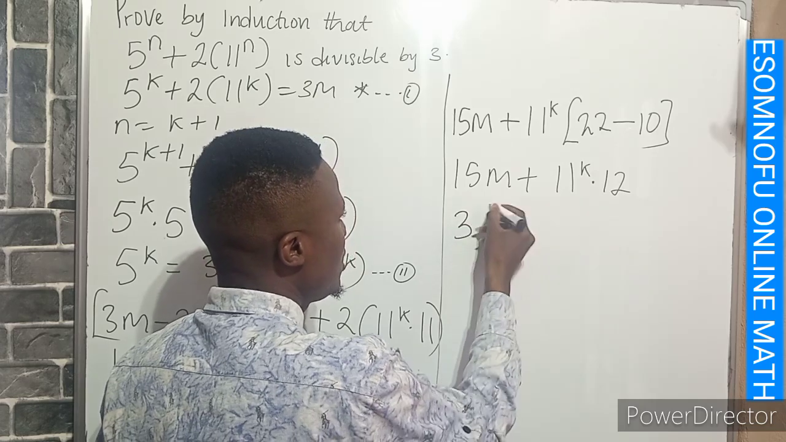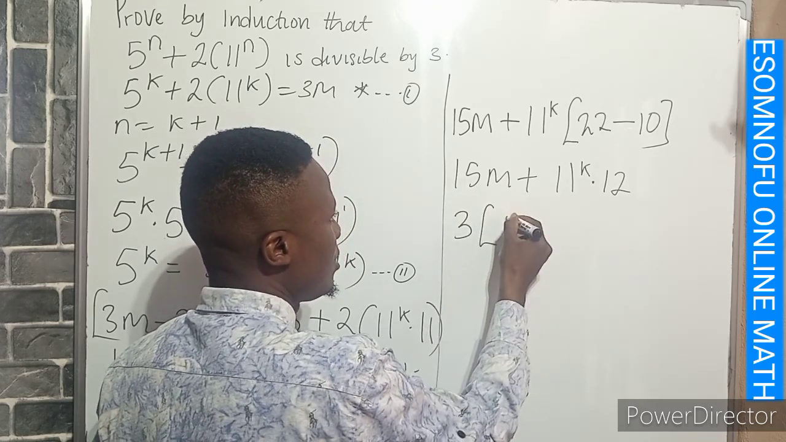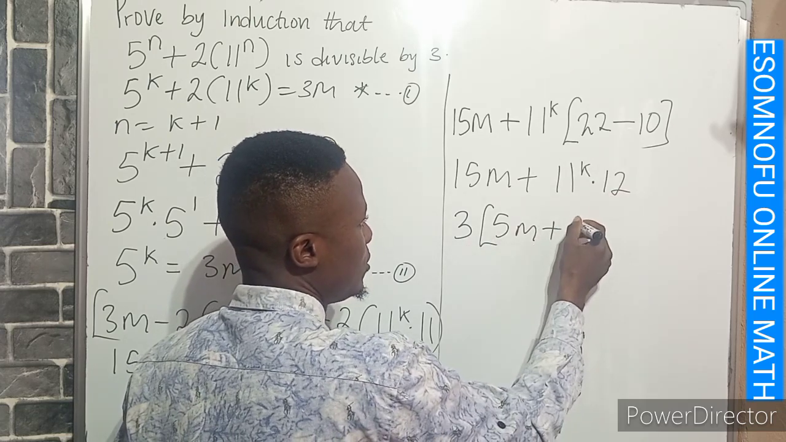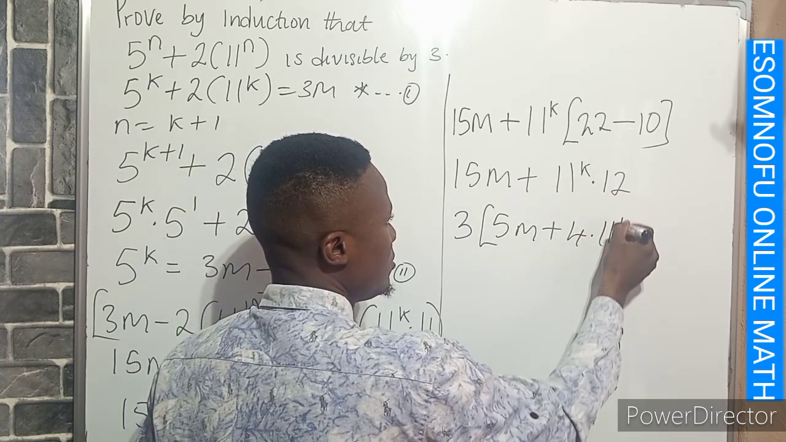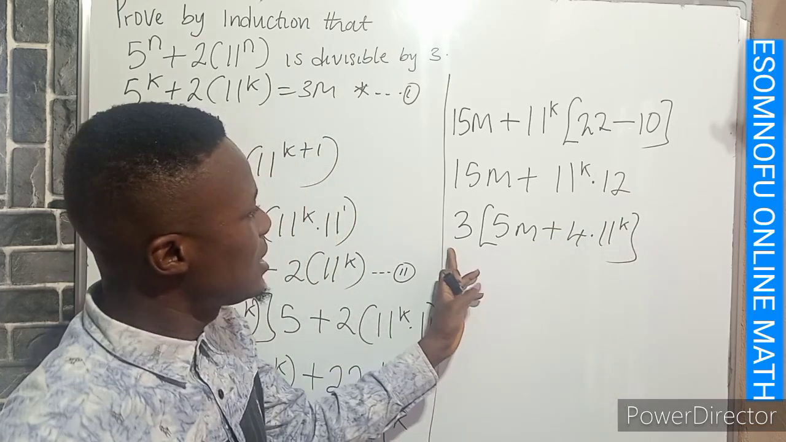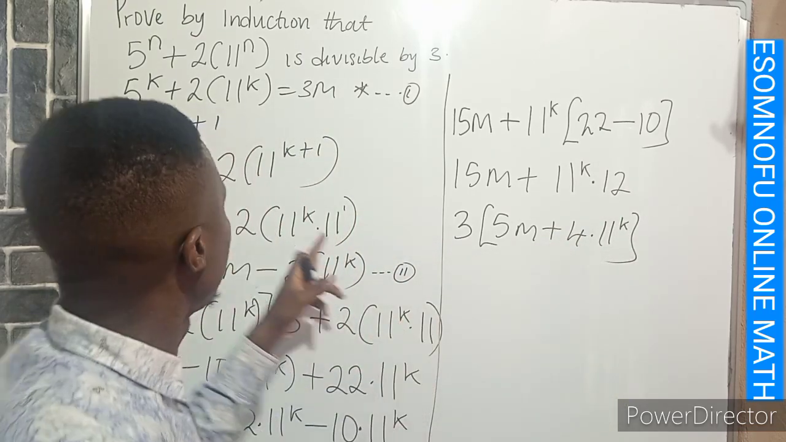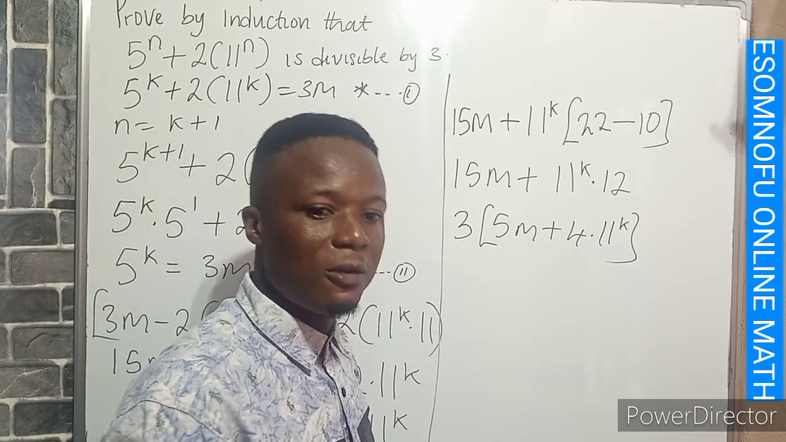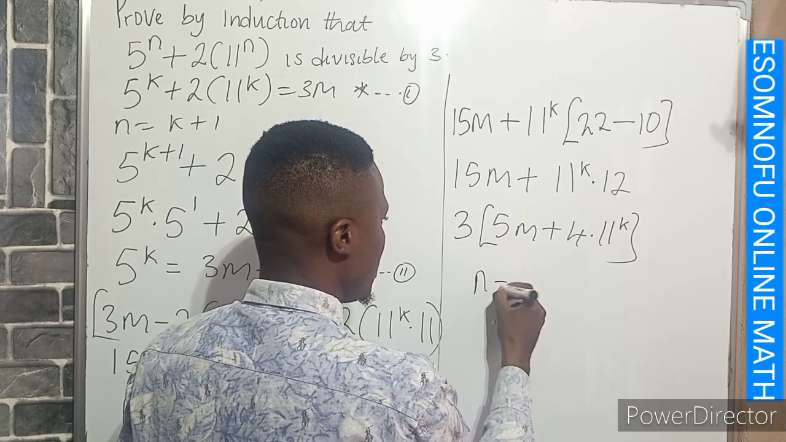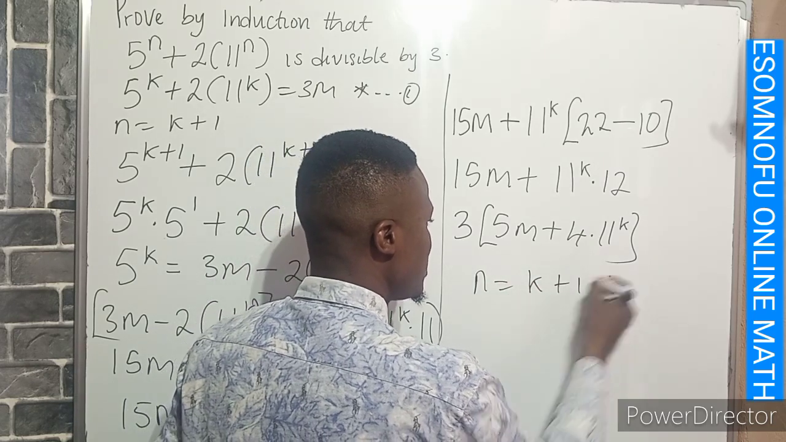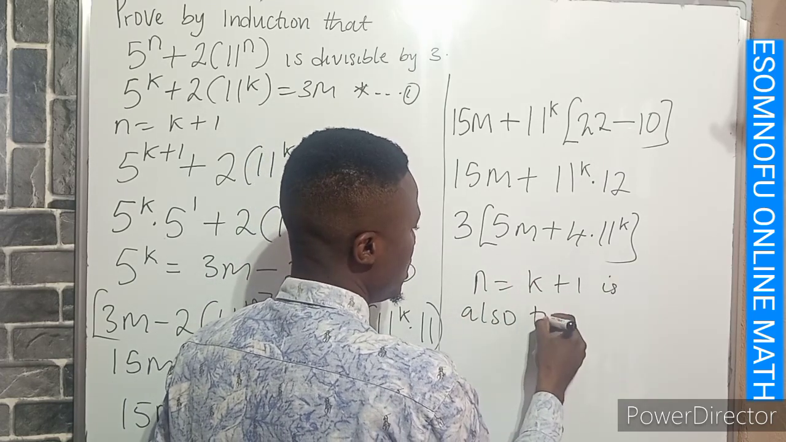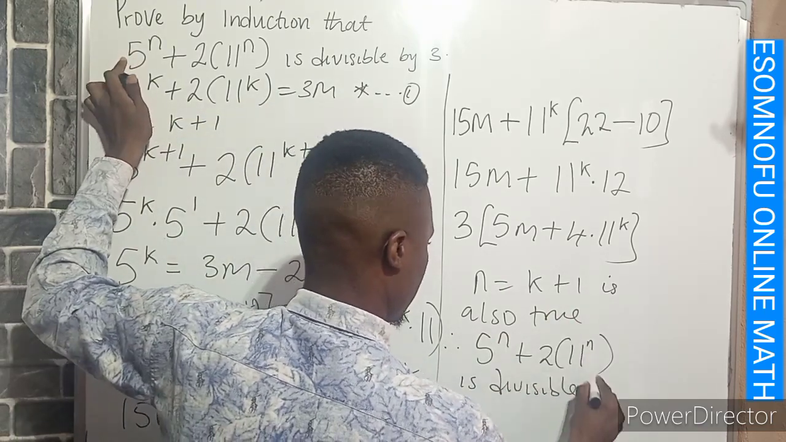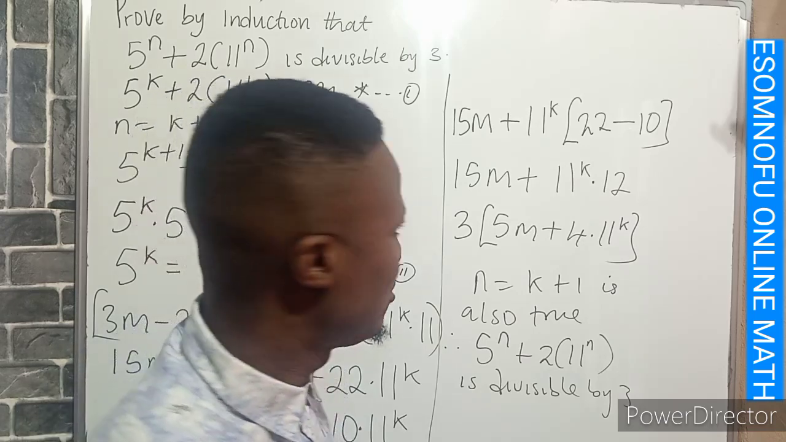Then looking at this particular expression, you see that 3 can divide them. So you bring out your 3: 15m divided by 3 is 5m, plus 12 divided by 3 gives us 4, so we have 4 times 11 to the power of k. Since 3 can be factored out from this, just like what we have here, it means that this expression is divisible by 3. Therefore, n equal to k plus 1 is also true. And since this is true, we conclude that it is divisible by 3.